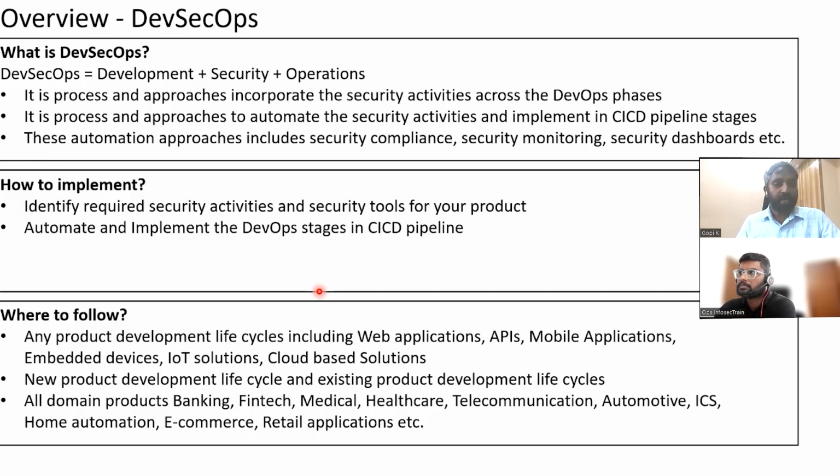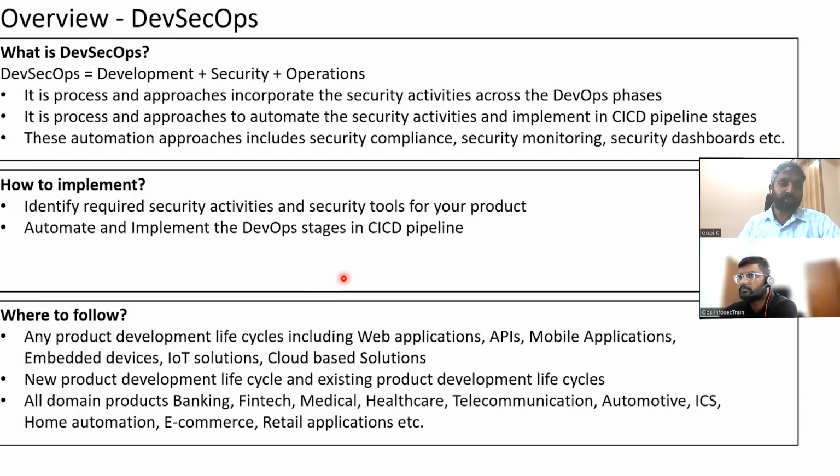So first we need to understand the security activities which are required for our environment, like application development or product development. We need to understand that, try to automate using the required security tools, and integrate them as part of our CI/CD pipeline. This is the approach we need to follow when we want to integrate the DevOps practices in our development life cycle. Again, where we need to follow the DevOps practices.